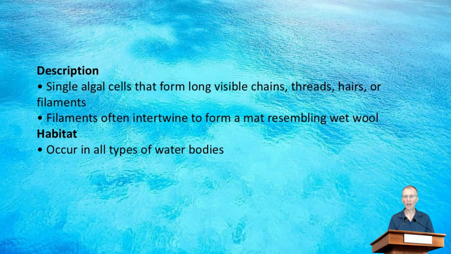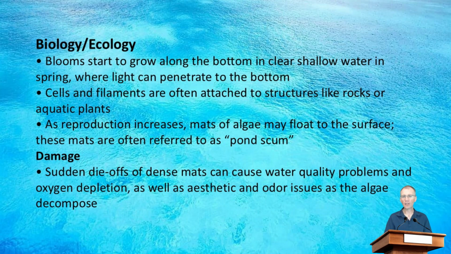Habitat: occur in all types of water bodies. Biology and ecology. Blooms start to grow along the bottom in clear, shallow water in spring, where light can penetrate to the bottom. Cells and filaments are often attached to structures like rocks or aquatic plants. As reproduction increases, mats of algae may float to the surface. These mats are often referred to as pond scum.